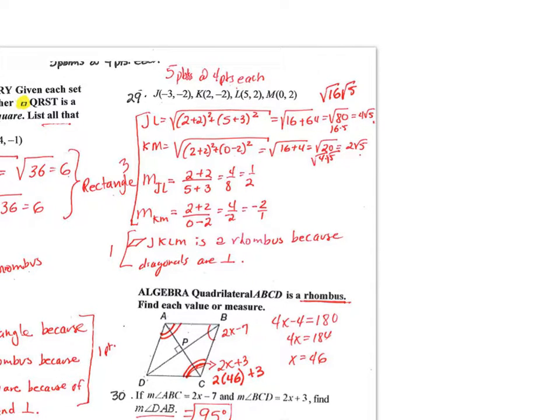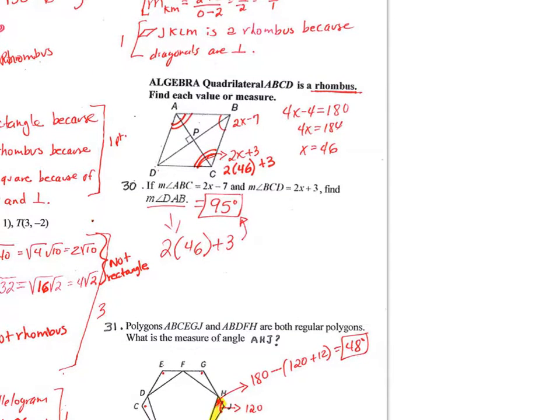Now, number 30. In number 30, they're saying that the quadrilateral is a rhombus. So right away, diagonals are perpendicular, opposite angles are congruent, and here they're giving me that ABC is 2x plus 3, DCB is 2x plus 3, and ABC is 2x minus 7.